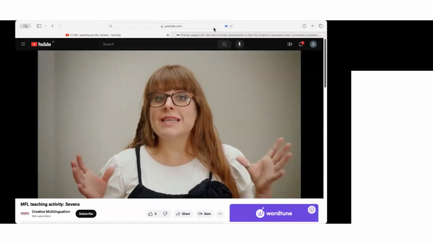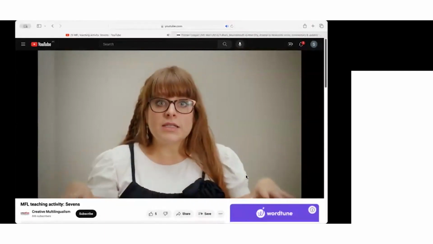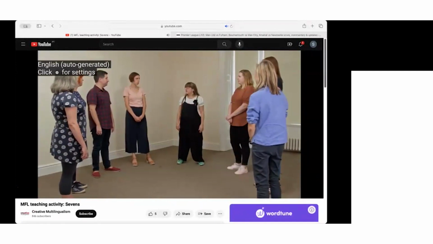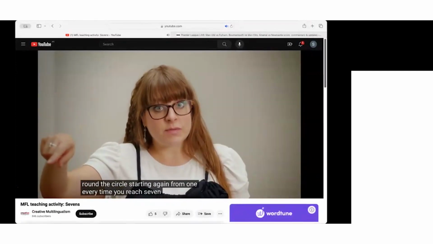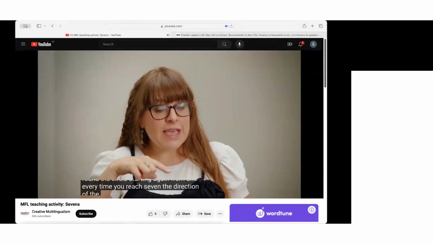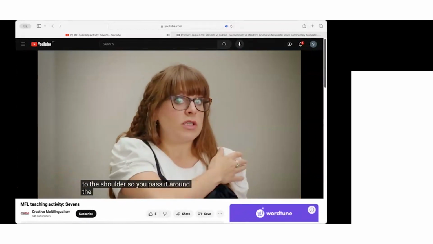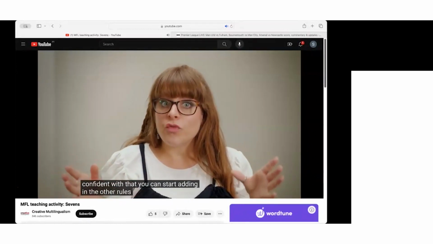Sevens is a great way to bring a bit of energy and focus into the room. All you have to do is be able to count to 7 in the chosen language. Get your group to stand in a circle, and you're going to count one at a time to 7 and continue round the circle, starting again from 1 every time you reach 7. The direction of the count is indicated by a hand slap to the shoulder, so you pass it around the circle like that. Once everyone's confident with that, you can start adding in the other rules.